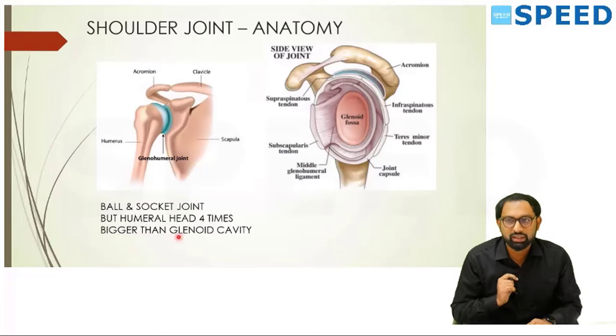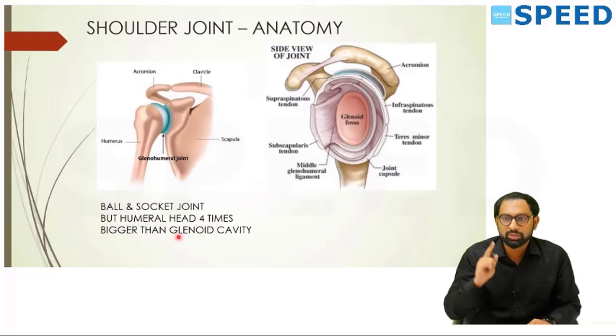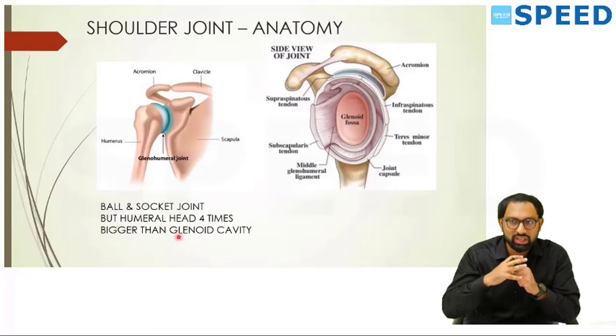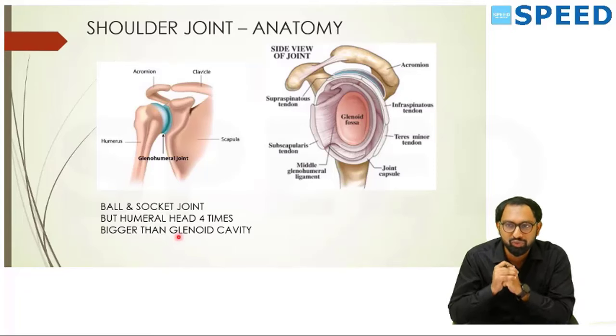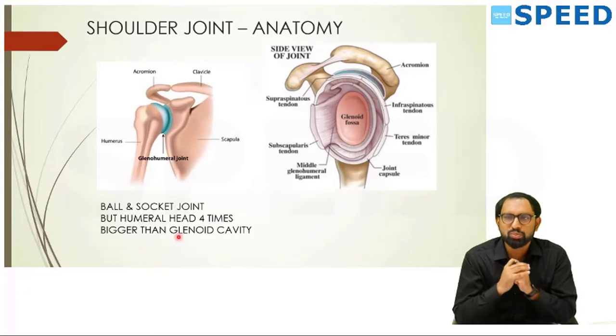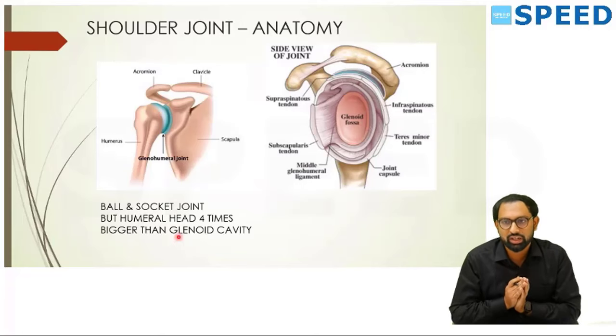So keep this in mind that the hip joint and shoulder joint both are ball and socket joints, but the stark difference is that in the hip joint there is a large femoral head and an equally large acetabular cavity, so there is a perfect articulation. But in the shoulder joint there is a large humeral head and a very small glenoid cavity. So this ball and socket joint is not a perfect articulation.